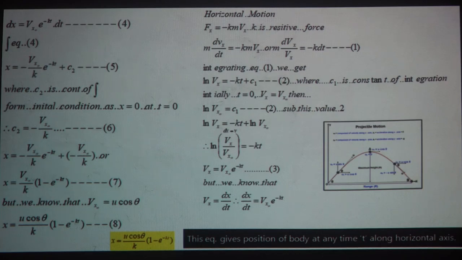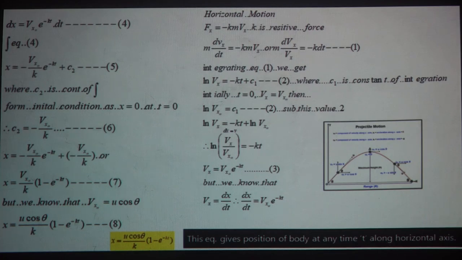I am interested in dx, so dx goes on one side and dt goes on the other side. So dx is equal to Vxo e raised to minus kt into dt. That is my equation number 4. If I integrate equation number 4, the integration of dx is x, Vxo is common, and the integration of e raised to minus kt is e raised to minus kt divided by minus k. So x is equal to minus Vxo by k e raised to minus kt plus c2, my equation number 5, where c2 is a constant of integration.